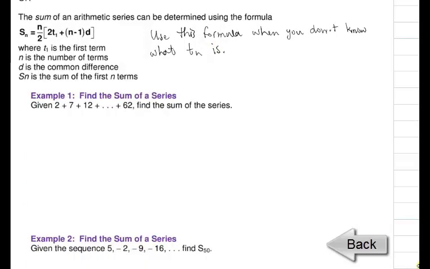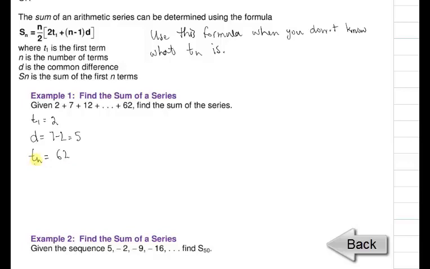You've been asked to find the sum of a series, and the series that you are given is 2 plus 7 plus 12 plus ... plus 62. So this is a finite series. Okay, we don't know how many terms are in this series, but we do know that our first term is 2. We also know that our common difference is 7 minus 2, which is 5. And even though we don't know how many terms there are in this series, we do know that the last term, which we're going to call t subscript n, is 62.